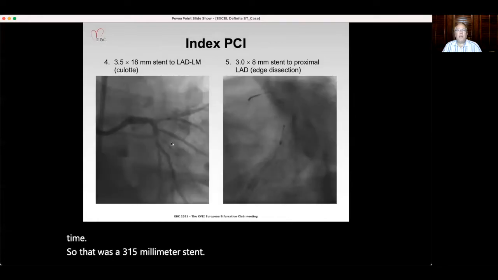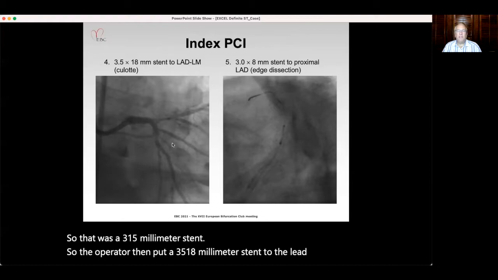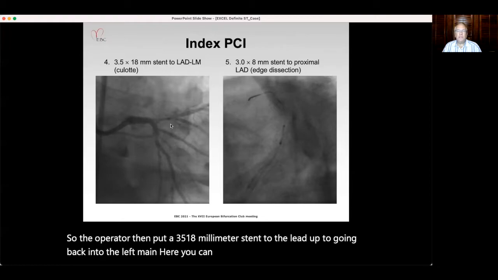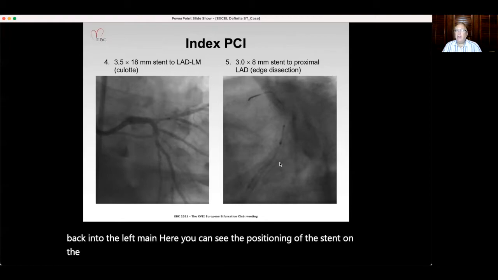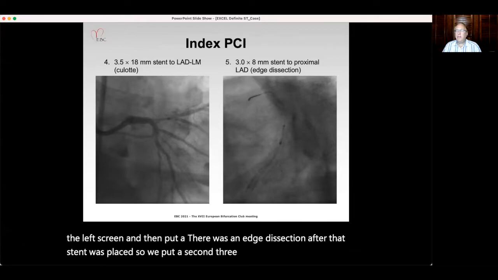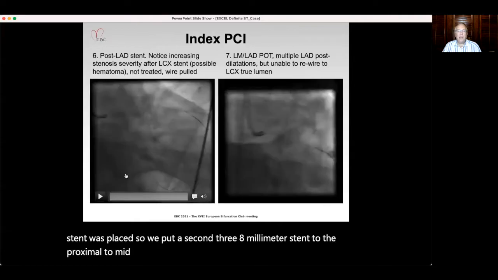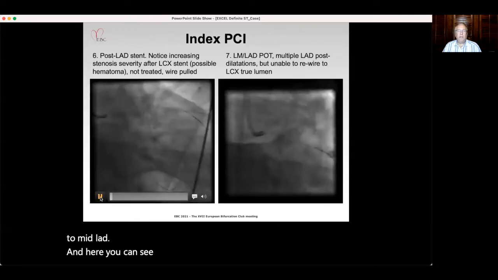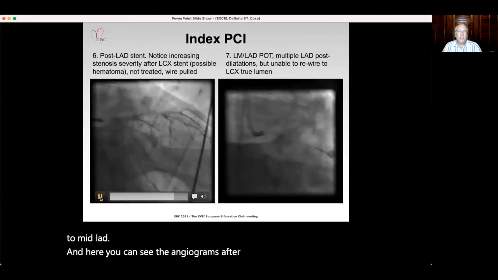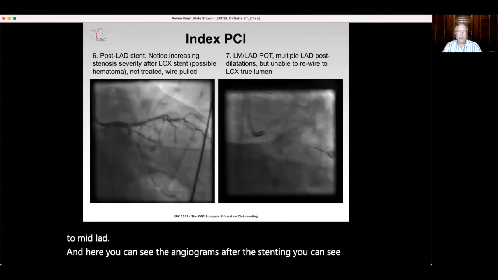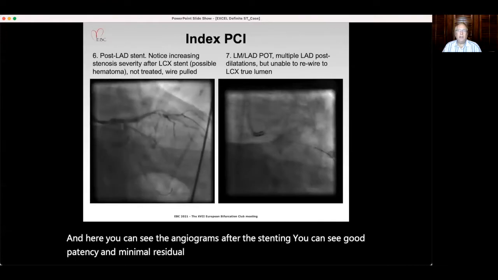So the operator then put a 3.5 by 18 millimeter stent to the LAD going back into the left main. Here you can see the LAD positioning of the stent on the left screen. And then there was an edge dissection after that stent was placed, so we put a second 3.0 by 8 millimeter stent to the proximal to mid LAD. And here you can see the angiograms after the LAD stenting. You can see good patency and minimal residual stenosis in the left main and the LAD.